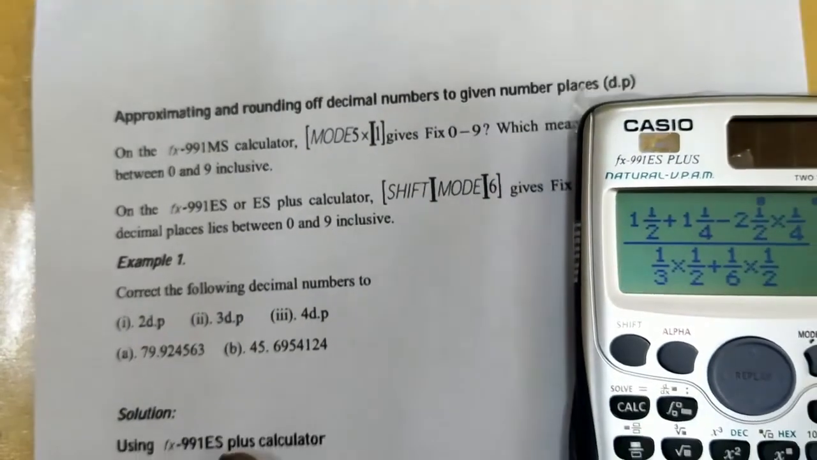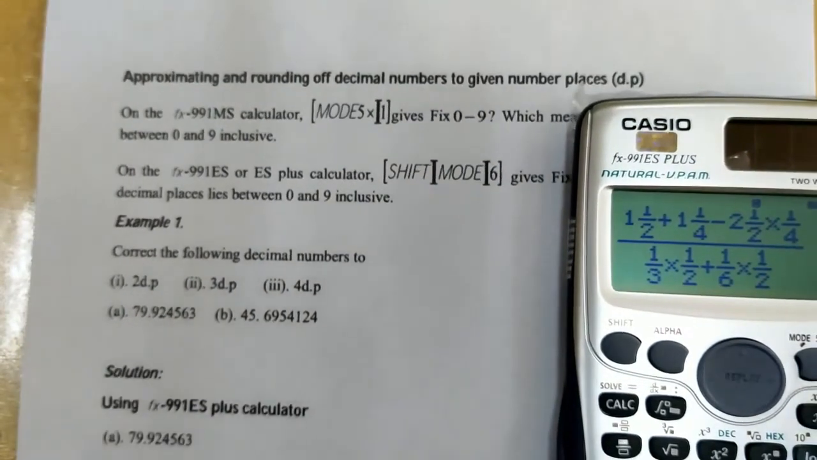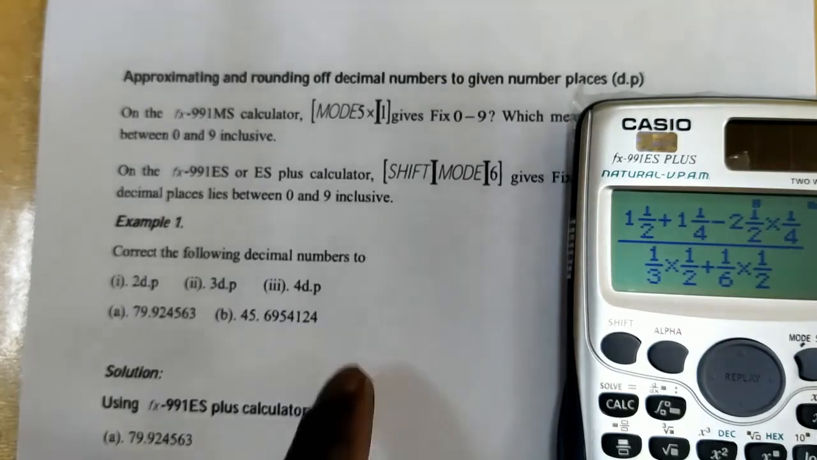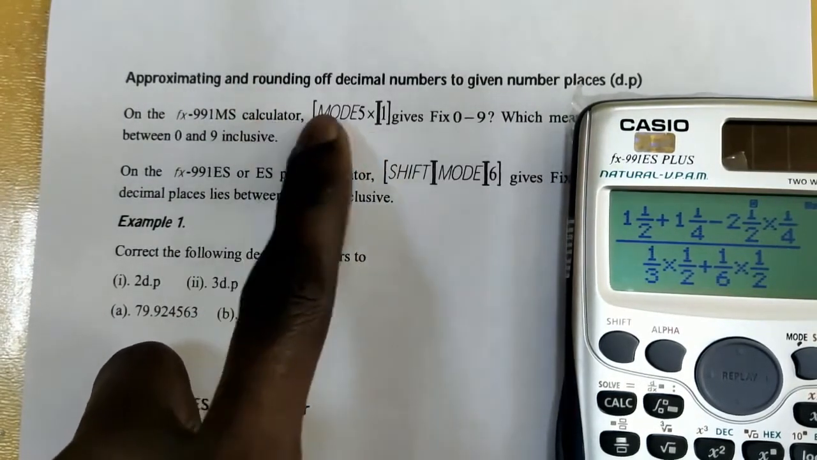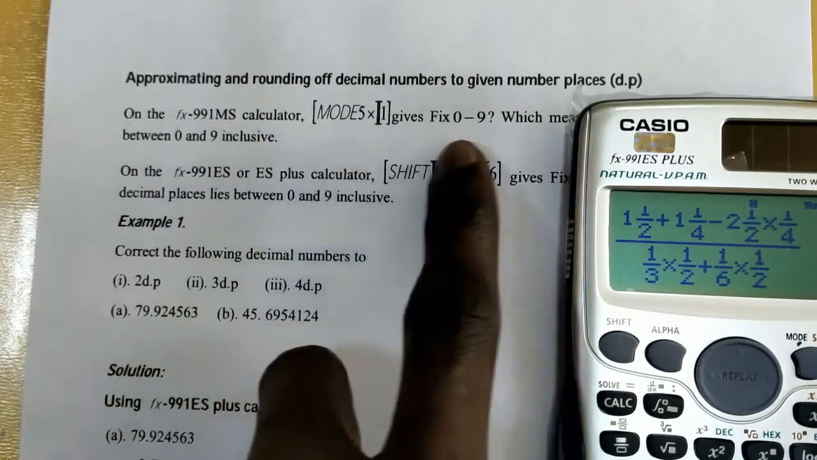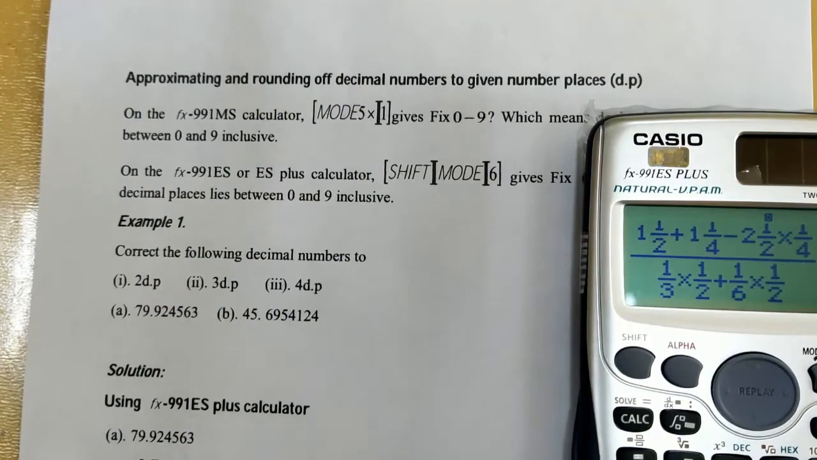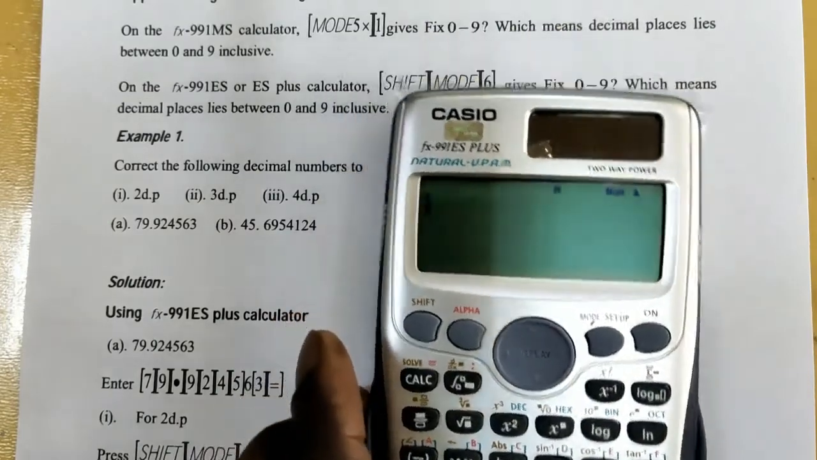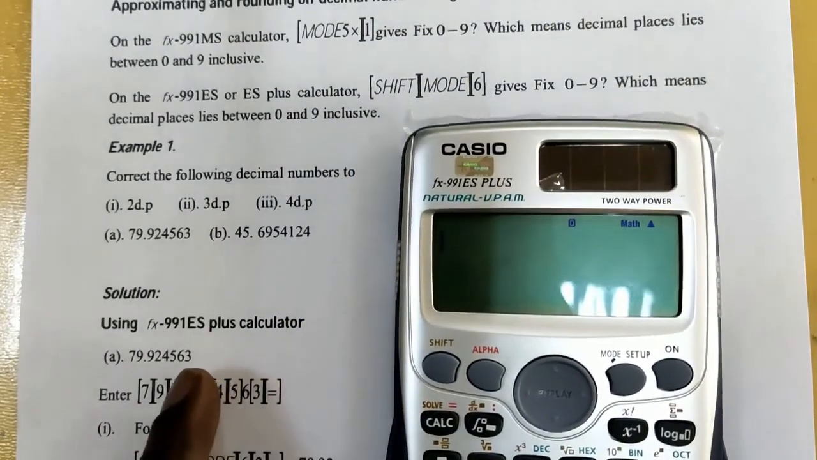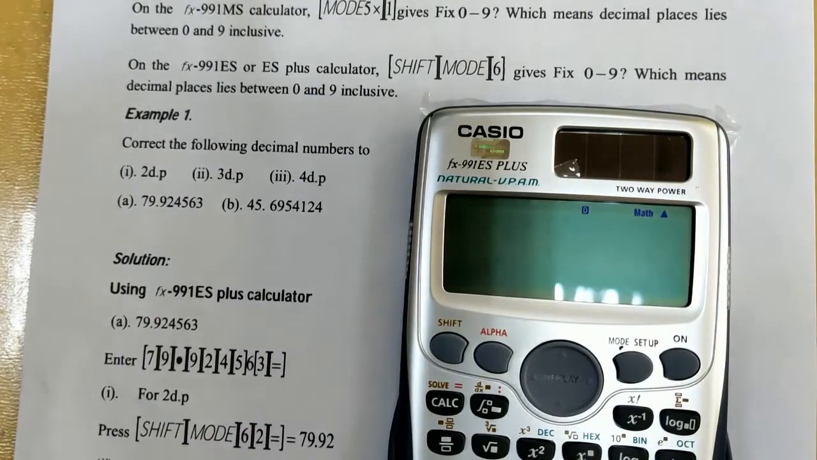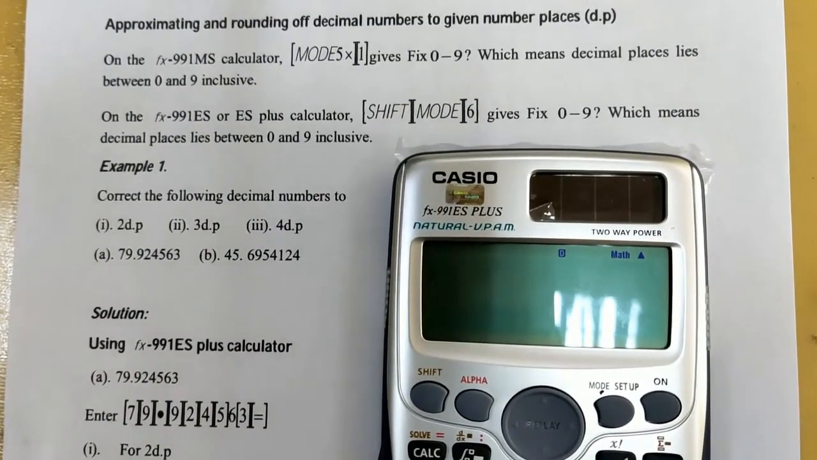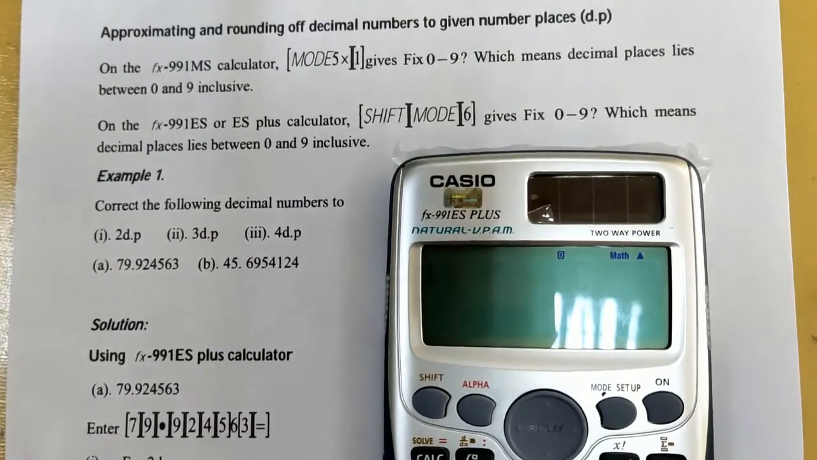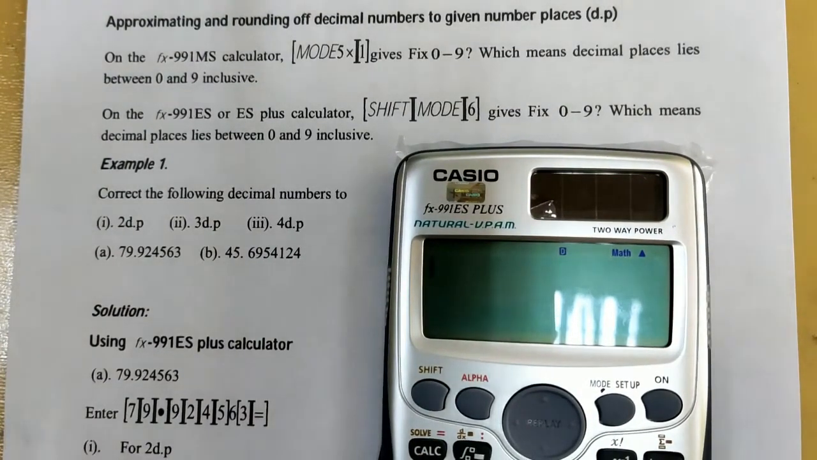So this is approximating and rounding up decimal numbers to given number places, so we know the DP is the given number places. Now I have a way of dealing with the MS calculator, ES and ES Plus, but I don't have MS here, so I don't want to go there. I want to teach only the ES Plus, and those that get the book can also do it with MS and ES calculators and other calculators. The book has all this.